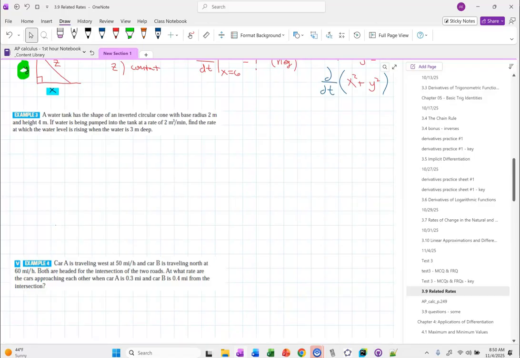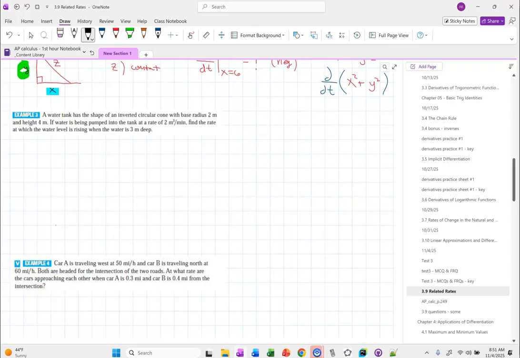It says a water tank has the shape of an inverted circular cone with a base radius of 2 meters and a height of 4 meters. If water is being pumped into the tank at a rate of 2 cubic meters per minute, find the rate at which the water level is rising when the water is 3 meters deep. Ay caramba, Mr. Kulik. It seems like it has a lot going on.